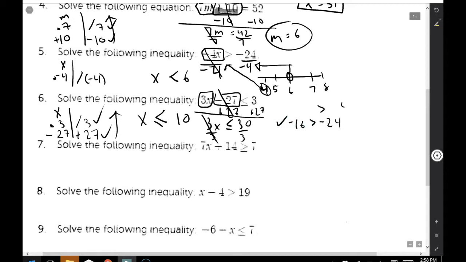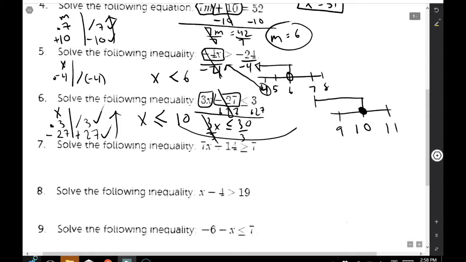Let me erase this stuff right here. So to graph this, my number line, since it's positive 10, 1 to the right, 1 to the left. Going left to right, least to greatest. It is going to be a closed circle. And I'm going to draw all the x values that is less than or equal to 10. So that would be 9, 8, 7, and so forth.